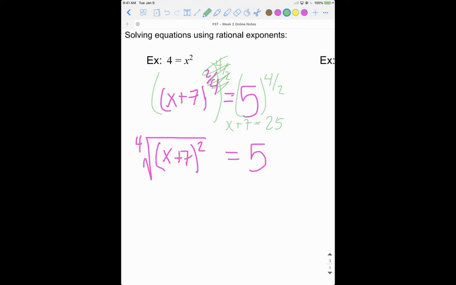If we look down here, you can choose which one you want to cancel out first. Let's say we want to cancel out this 4th root. To cancel out the 4th root, we would have to raise it to the 4th power. And then as we go through, we get x plus 7 squared equals 5 to the 4th. 5 to the 4th gets us 625.